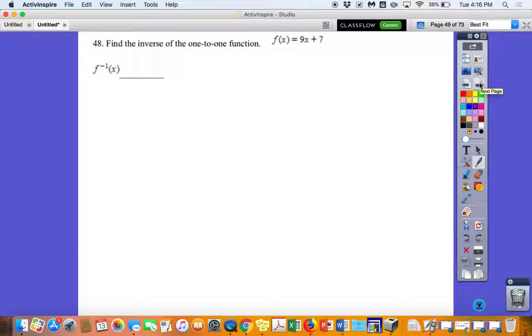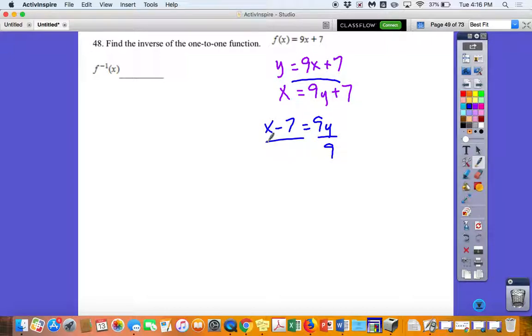So find the inverse of this one-to-one function. Okay, now keep in mind, inverse, there were 4 steps. Put the y in the problem. Swap your x and y. So that gives me an x, and that gives me 9y plus 7. So solve for my new y. So that means 7 goes over. That'd be x minus 7 equals 9y. Divide through by 9. So I got x minus 7 over 9 equals, and remember, we're not going to call him y anymore. We're going to call him the inverse of f of x. So there we go.